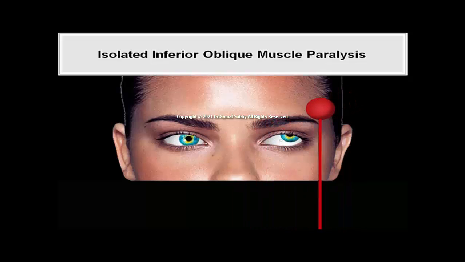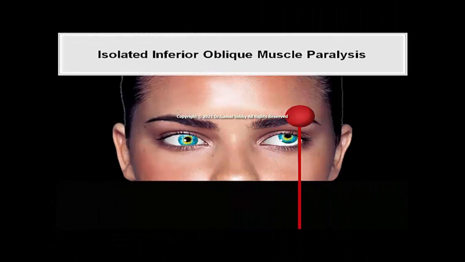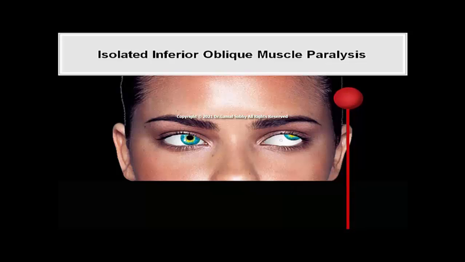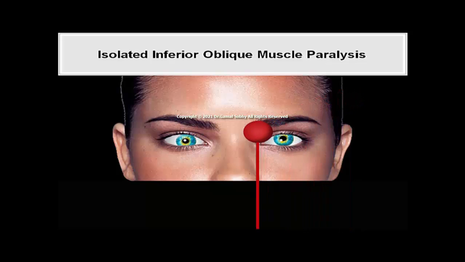In primary position, the affected eye is hypotropic. The greatest deviation occurs when the patient attempts to elevate the adducted paretic eye. There is limited elevation in adduction and overaction of the unopposed ipsilateral superior oblique muscle. The differential diagnosis of inferior oblique muscle paralysis is Brown syndrome, since the defect of ocular motility is clinically similar. Both show limitation of elevation of the adducted eye.